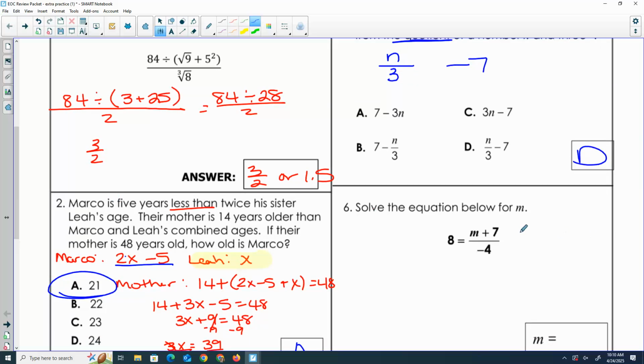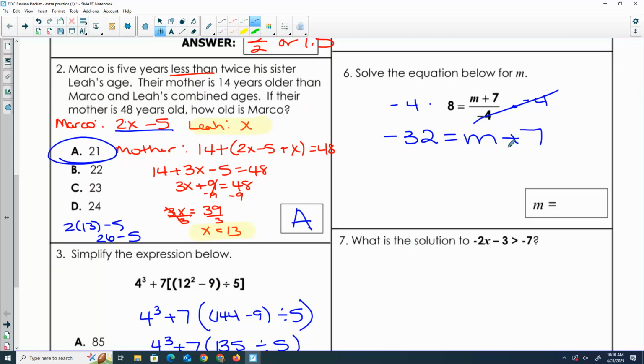Alright, number 6, solving the equation. The opposite of dividing by negative 4 is multiplying by negative 4. So we multiply by negative 4 on both sides. So negative 32 equals m plus 7. Trying to get m by itself, so we subtract our 7. And we get m to be negative 39.